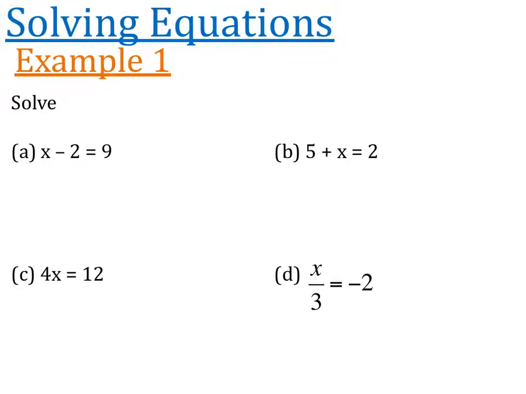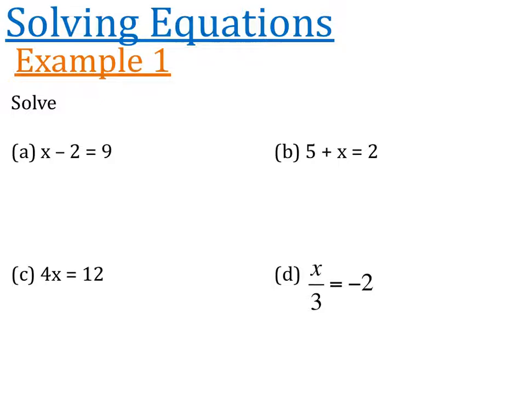Alright, so these questions here are fairly straightforward. They just want us to solve. These are all one-step equations. There's only one thing that we have to do to all of them. You don't even have to show your working out on these, but I will in case you want to see what's going on. So the first question is x minus 2 is equal to 9. We want to find out what is the value of x to make this true.